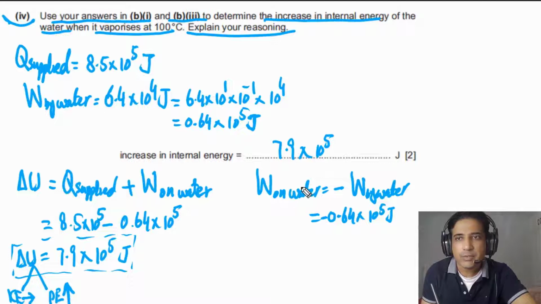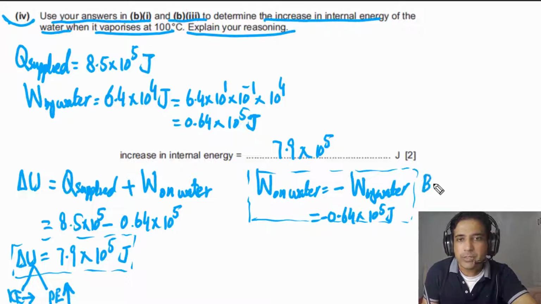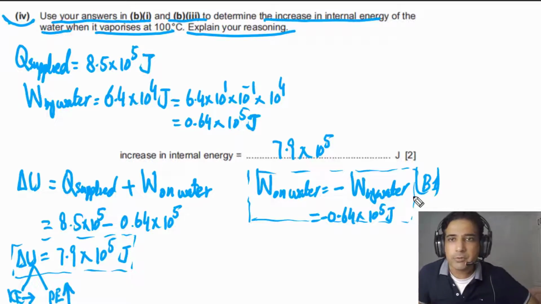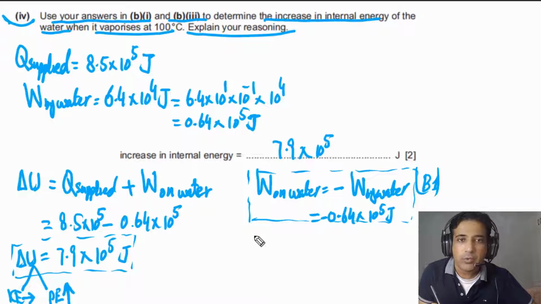This question has 2 marks. 1 mark you will get if you have written this one. So this is the B mark. So in this case, you will say work done against atmosphere. In this case, water does work against atmosphere. So work done on water is negative.